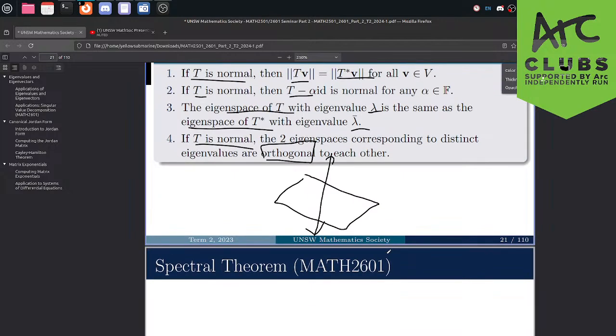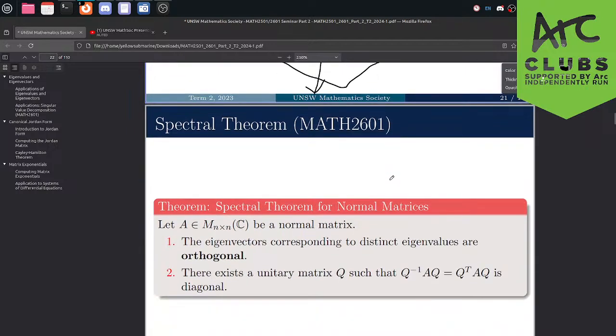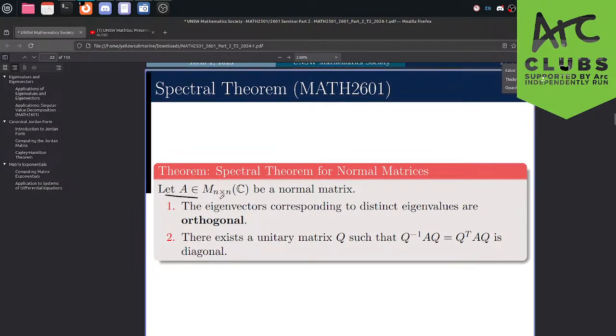And it turns out this is actually almost an if and only if. You also need to go the other direction: you need your eigenspaces to fully span the vector space you're working in, and if they're orthogonal to each other, then it is normal. Okay. So let's say we have A being a normal matrix. The eigenvectors corresponding to distinct eigenvalues are orthogonal, right? So we saw this earlier. This is called the spectral theorem for normal matrices.